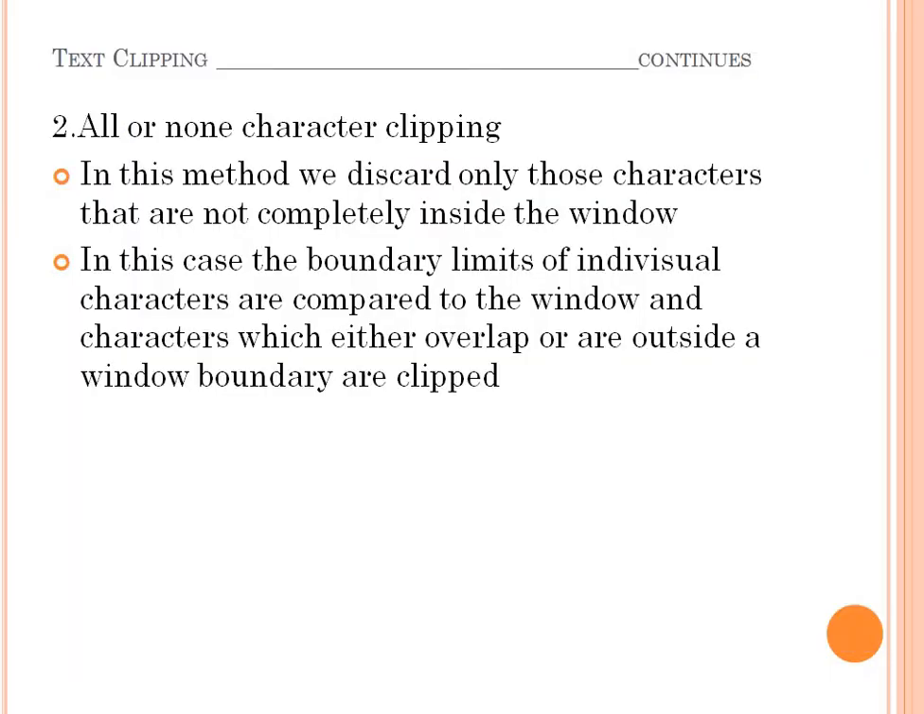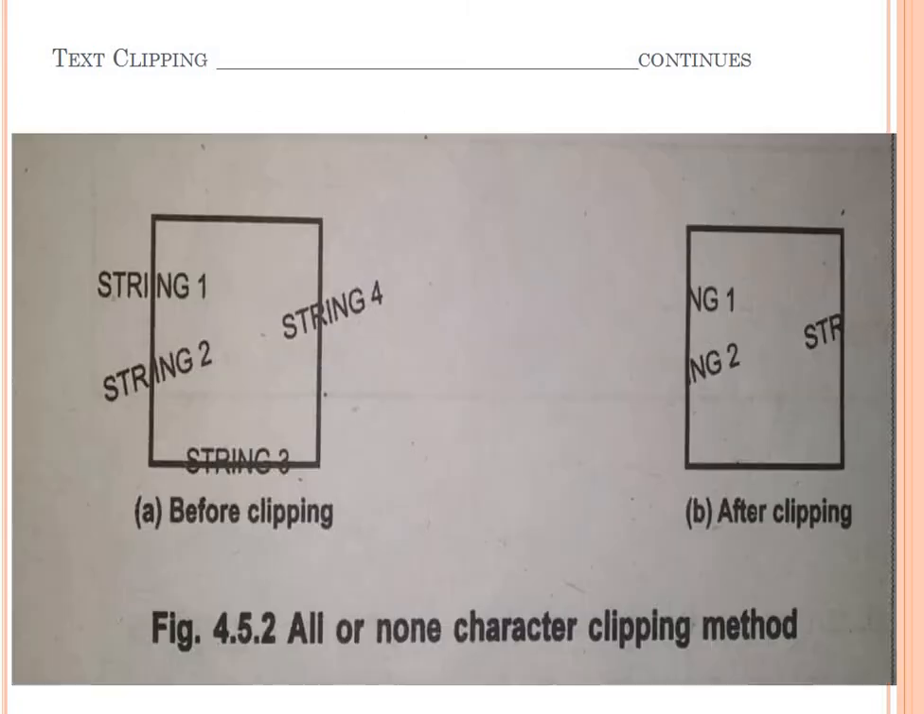Then the second method is the all or none character clipping. In this method we discard only those characters that are not completely inside the window. In this case, the boundary limits of the individual characters are compared to the window, and the characters which either overlap or are outside the window boundary are clipped.